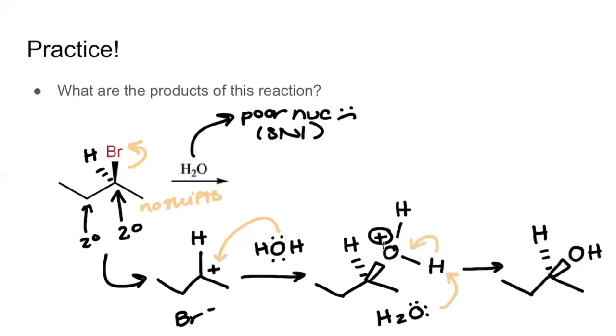Remember that, and I'm going to go ahead and draw this guy up here. But remember for an SN1 that it's actually going to create a racemic mixture. So it's going to be the product we just formed plus its enantiomer. Let me see if I can draw the first one. That was a struggle. Okay.